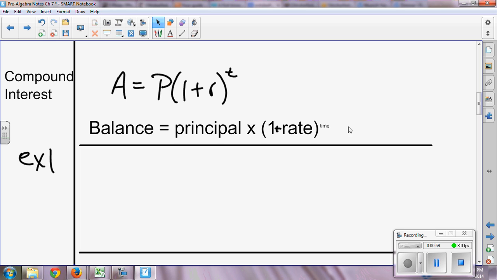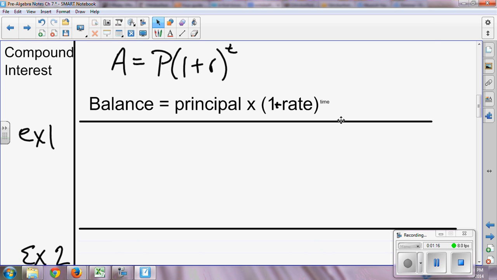Time is almost always in years, depending on how they tell you. If they say compounded annually, they are meaning it to be done in years. So if they tell you over 9 months, you'd have to turn it into years. So 9 months out of 12 months equals 3/4 of a year.